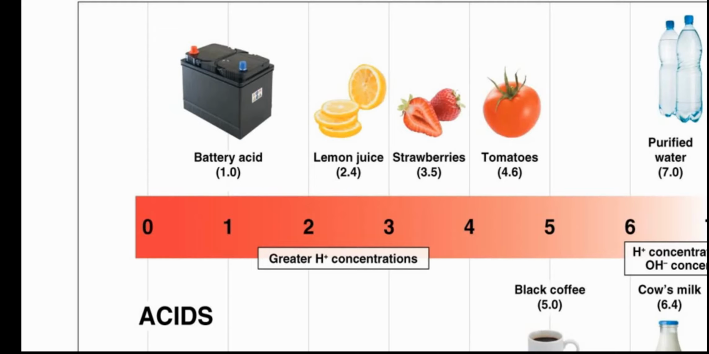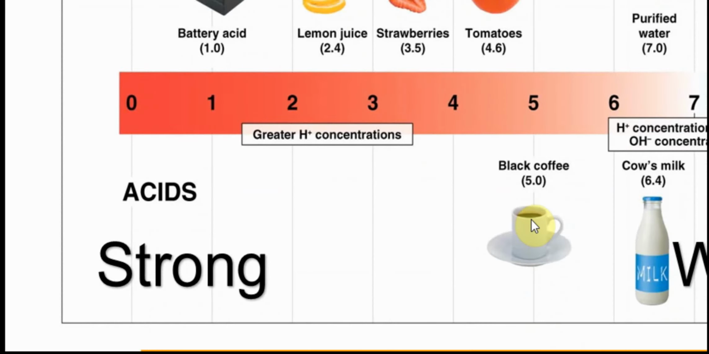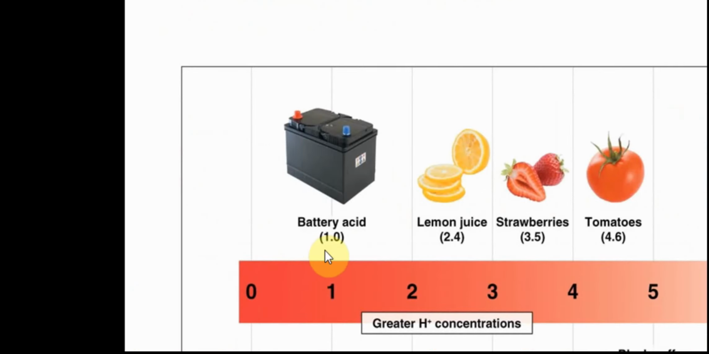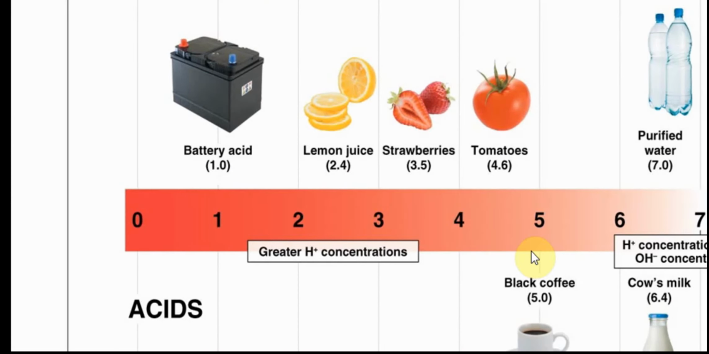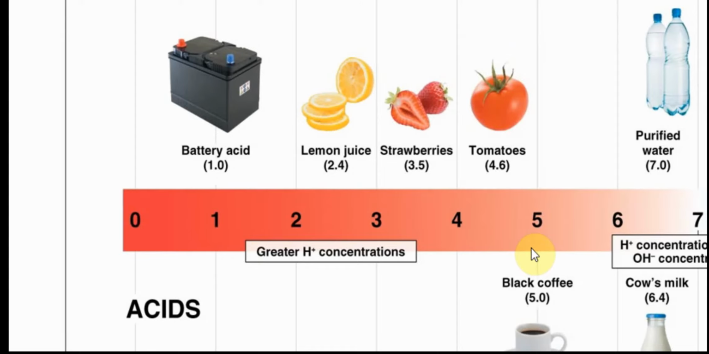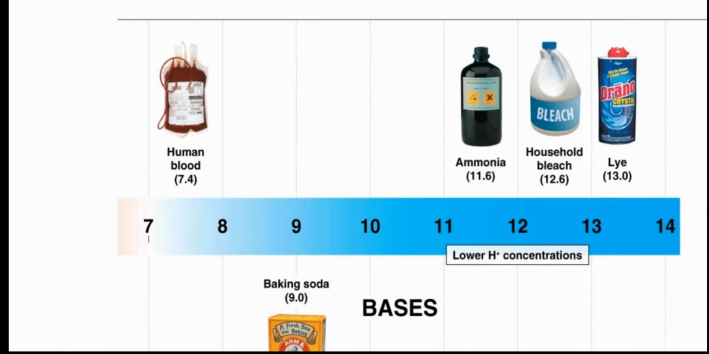Well, a pH of 1 and a pH of 5 has a difference of 4. But remember that it's a 10-fold difference. So that would be 10 to the negative 4, or a 1 with 4 zeros after it. That means that battery acid has 10,000 times more hydrogen ions as compared to black coffee. Crazy, huh? What about the other end of the scale?